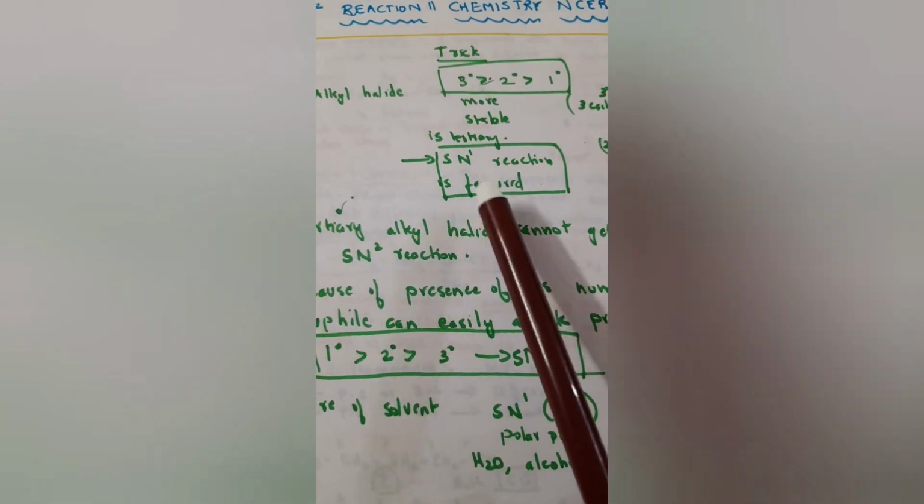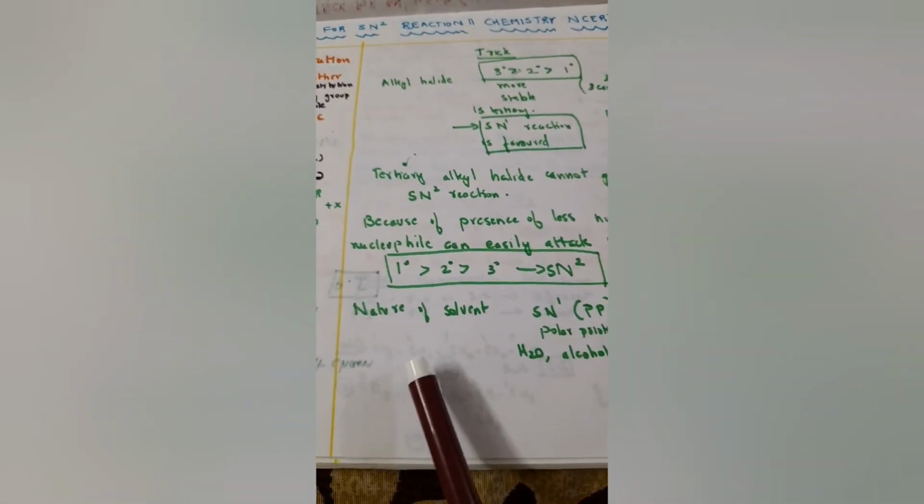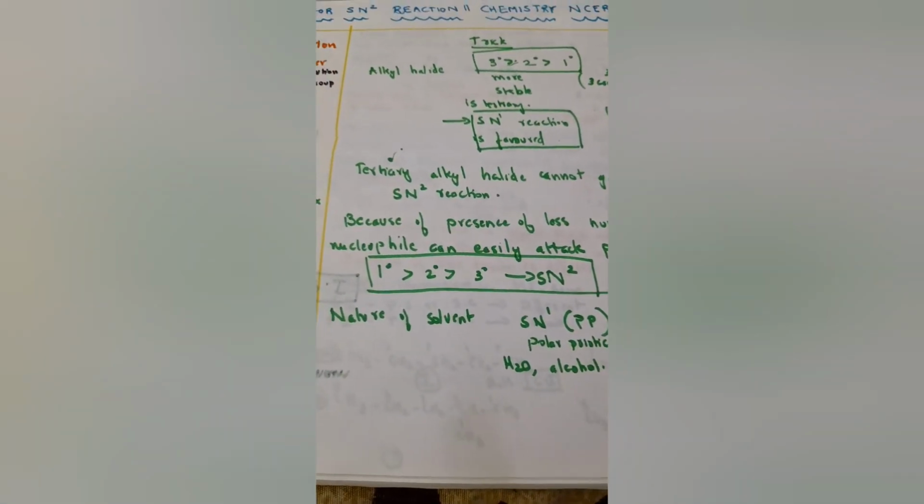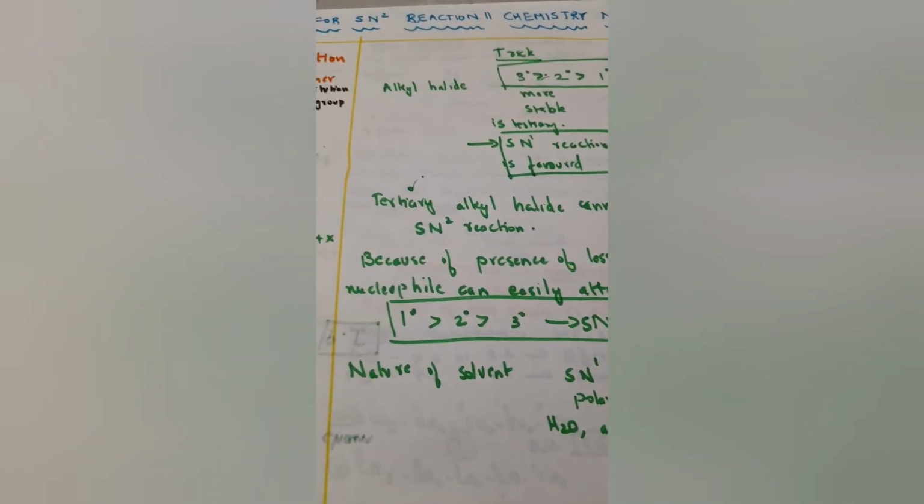So in this case SN1 reaction is favored, but for SN2 reaction the order is primary, secondary and tertiary. And the nature of the solvent will be polar protic. I taught you about it for SN1, it is polar protic. I taught you about all these concepts in the previous video. So those who haven't watched that can go back and watch it.